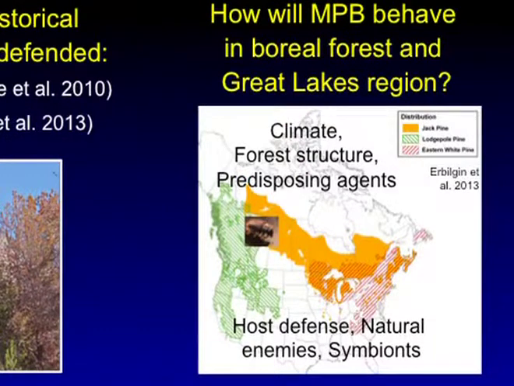As you know well here, mountain pine beetle is also moving eastward as well. It's breached a biogeophysical barrier of the Rocky Mountains. It's causing problems in Alberta. And the question is, how is this insect going to behave in the boreal forest? And of course, we in Wisconsin are very concerned, how is it going to behave in the Great Lakes region when it starts interacting with red pine, our main plantation species, white pine, and jack pine?